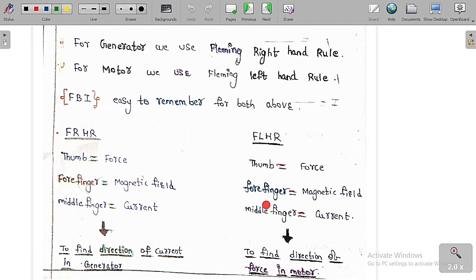The forefinger is the magnetic field, and the middle finger is the current. So in the motor we know the value of the magnetic field and the direction of the current, but we do not know the direction of the electrical torque.